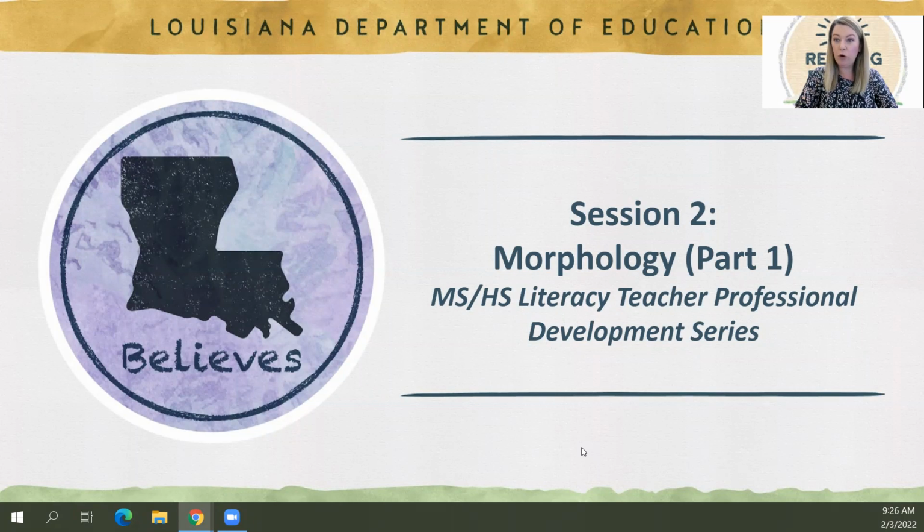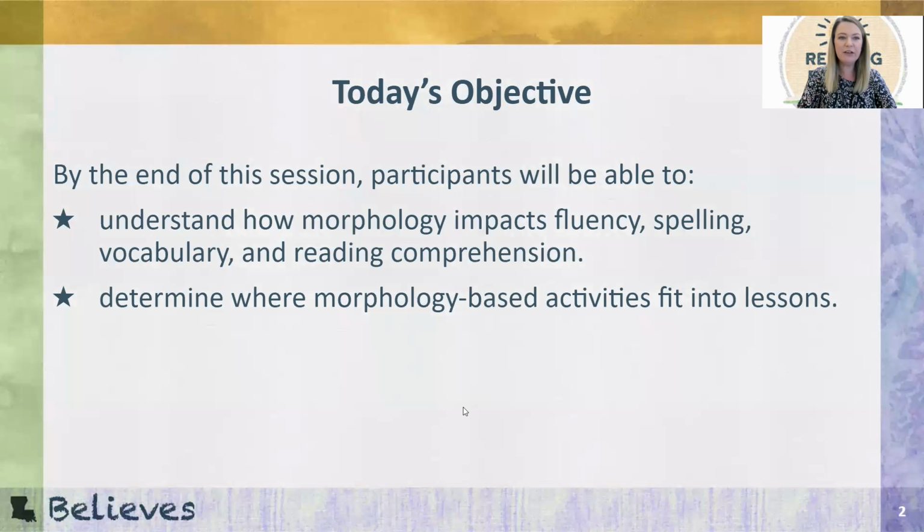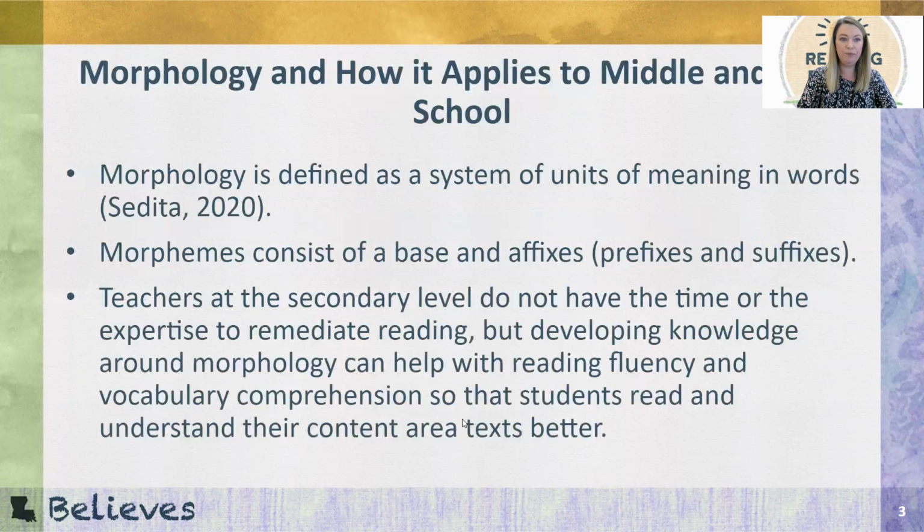Today's session will focus on what is morphology, how does this help my students, and where does this fit into the scope of my lesson, and then part 2 will jump more into exclusive activities and how to plan for those activities. So we have 2 objectives today. By the end of the session, participants will be able to understand how morphology impacts fluency, spelling, vocabulary, and reading comprehension. And then we're going to determine where morphology-based activities fit into lessons in general.